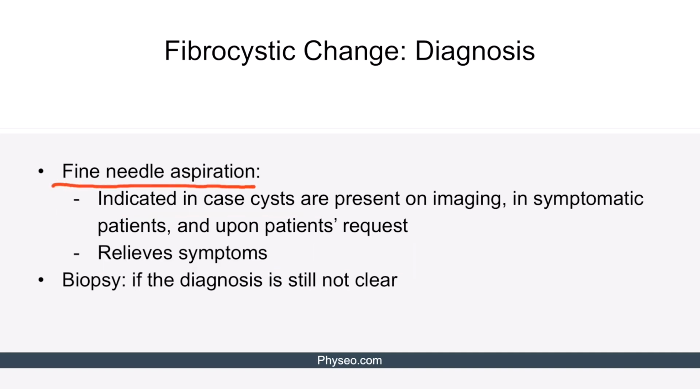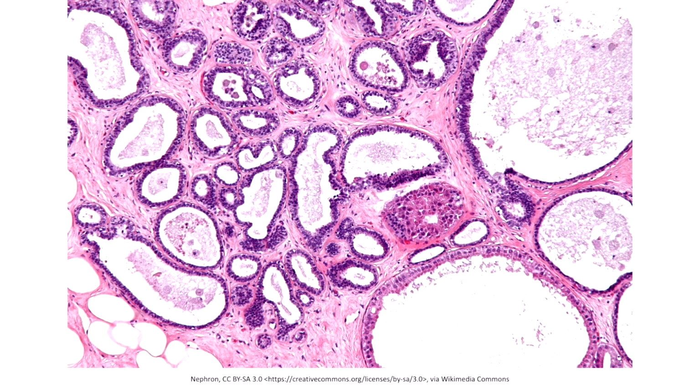Fine needle aspiration can be performed in case cysts are detected on imaging in symptomatic patients and upon patient's request. This can be both diagnostic and therapeutic as it can relieve patient's symptoms. Finally, a biopsy can be done if the diagnosis is still not clear. This is a histological image of fibrocystic breast change. Here we can see the cystic ducts and fibrosis of the tissue of the mammary gland.